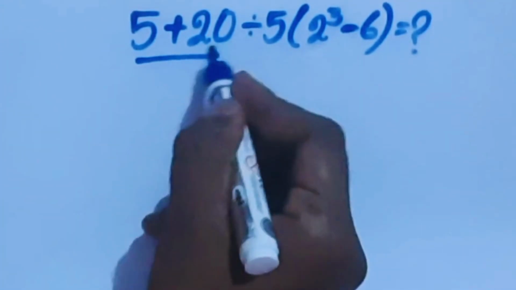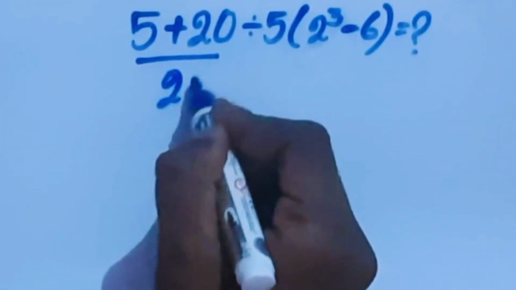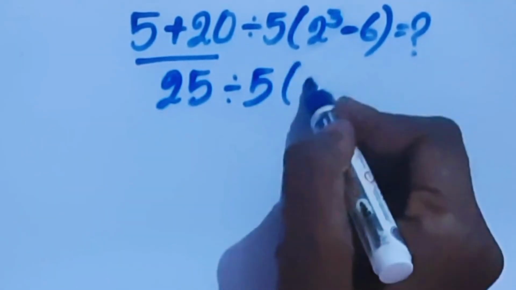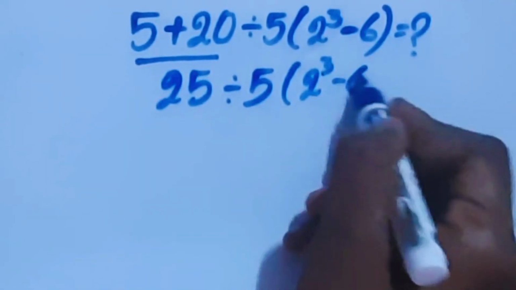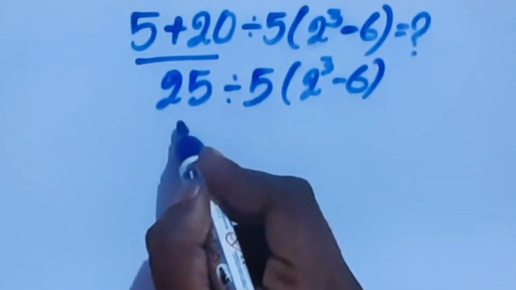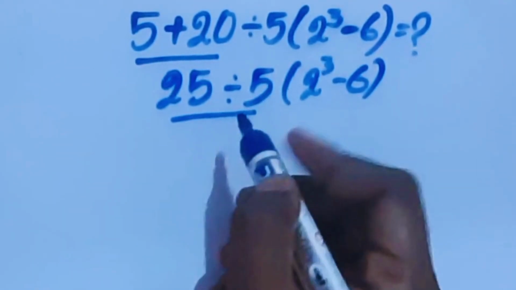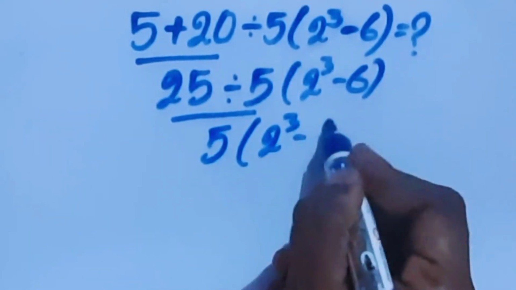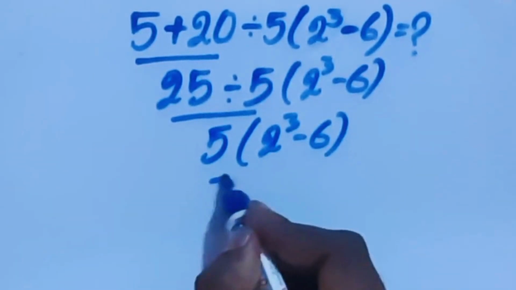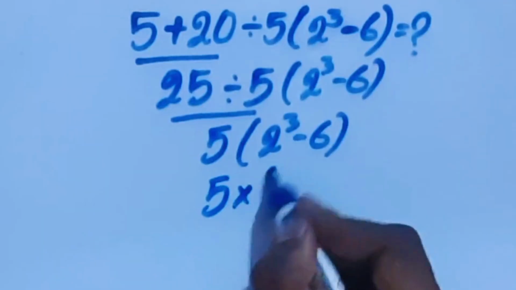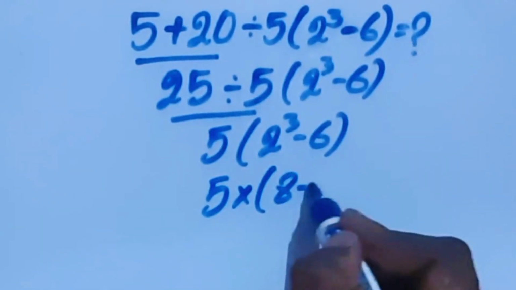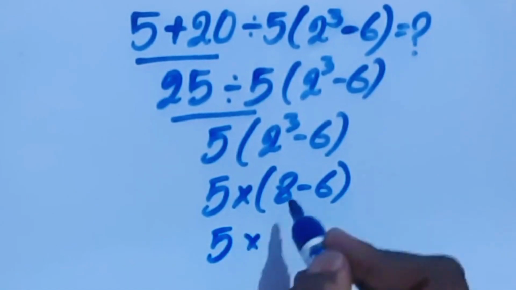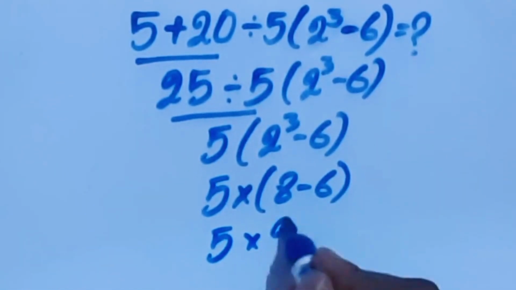I guess here 5 plus 20 is 25 divided by 5 times 2 power 3 minus 6 in bracket. Here 25 divided by 5 is 5 times 2 power 3 minus 6 in bracket. Here 5 times this 2 power 3 is 8 minus 6 in bracket. Here 5 times 8 minus 6 is 2.